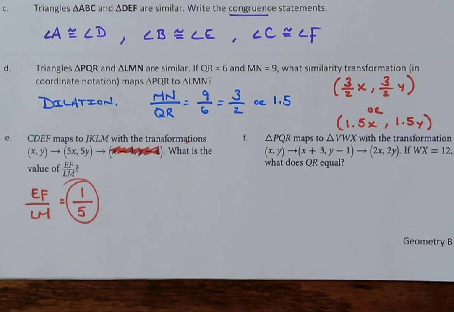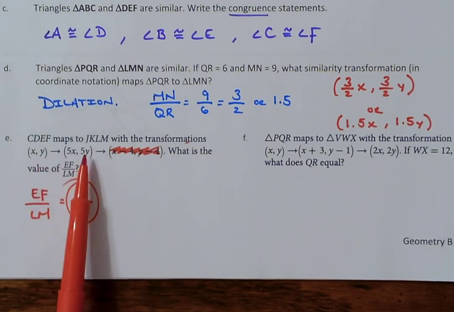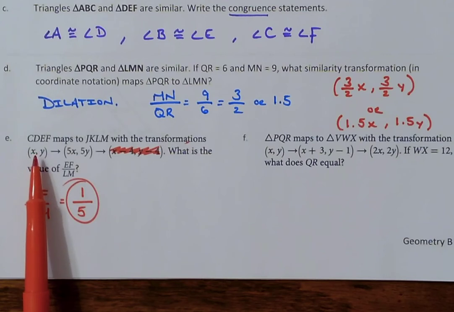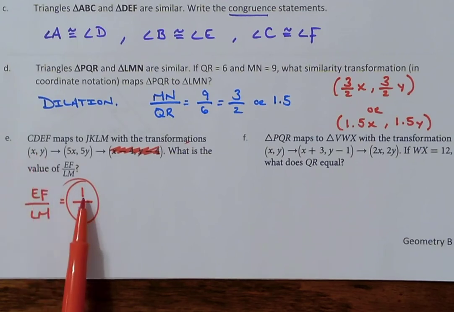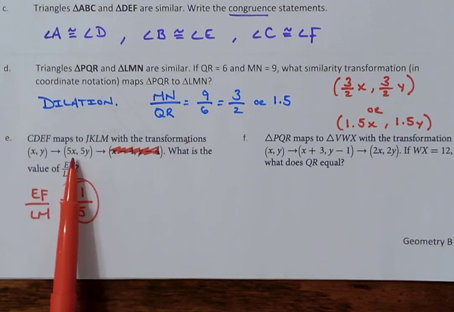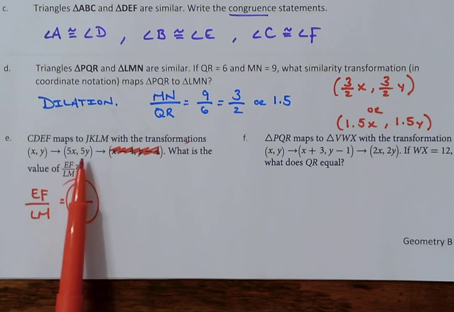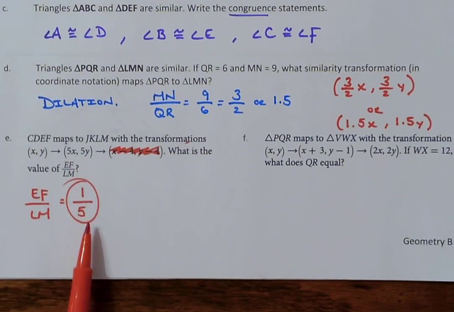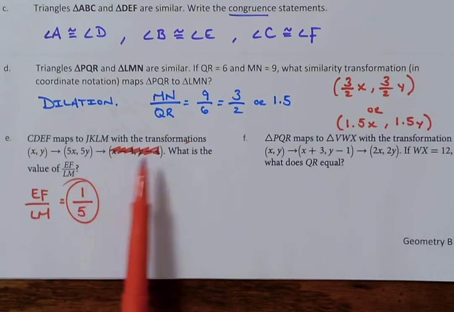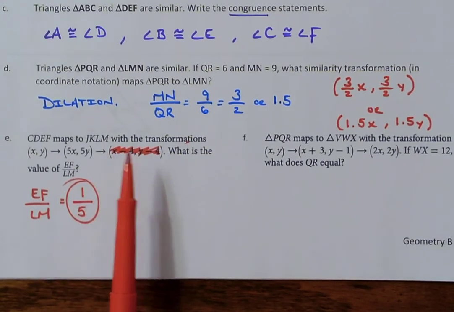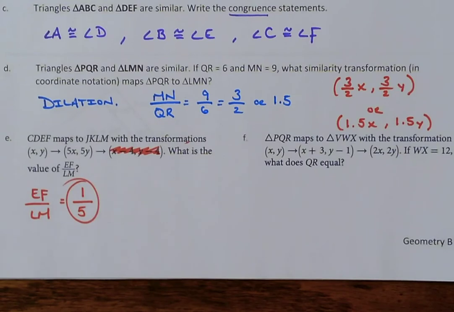So all you need to really do for those ones is just look at whatever is being multiplied. See, this xy is the original, so that's where the 1 comes from. And then this 5x, 5y is multiplied by 5, so 5 is going to go on the bottom. We don't worry anything about plus or minus anything when you deal with these problems.